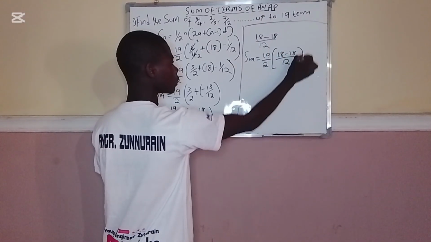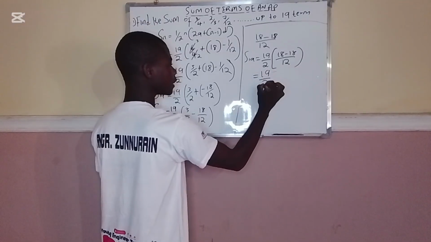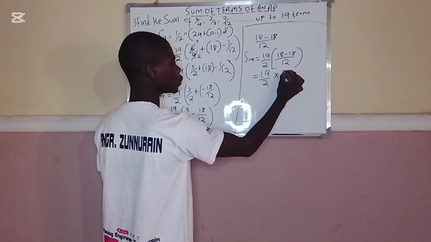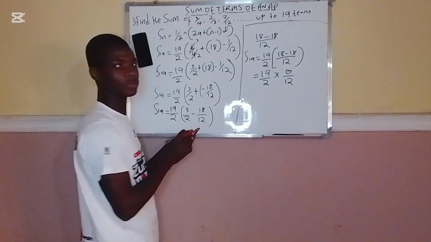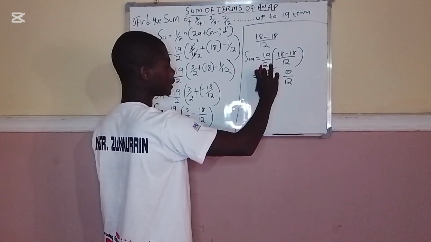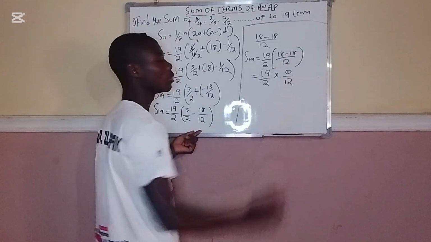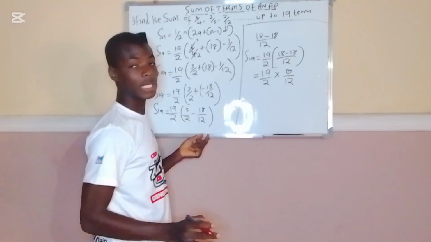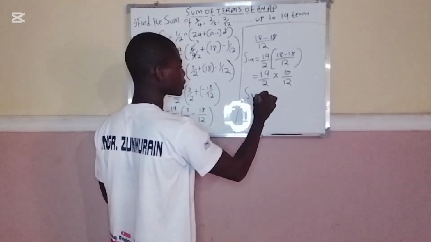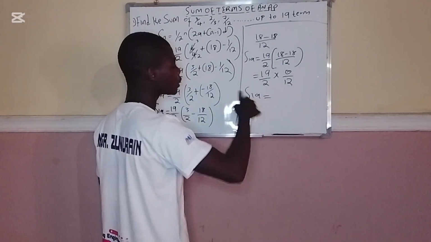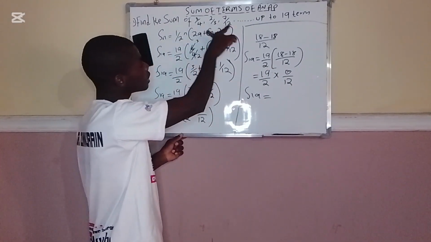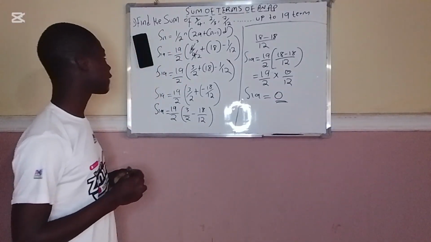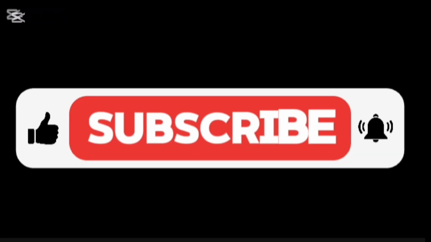So S of 19 equals 19 over 2 times the bracket (18 minus 18) over 12, which is 19 over 2 multiplied by 0 over 12. Automatically that is 0. So the sum of these numbers up to 19 terms equals 0. This is the final solution to this problem.